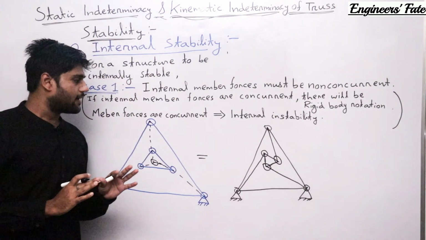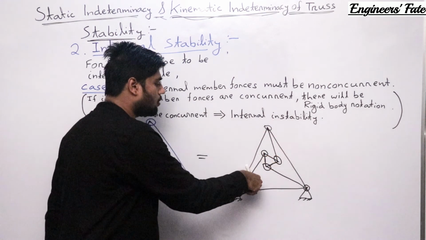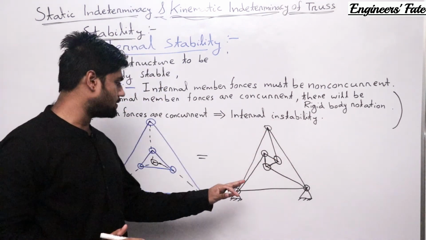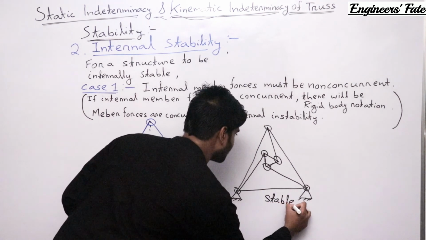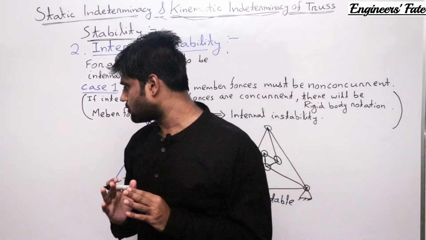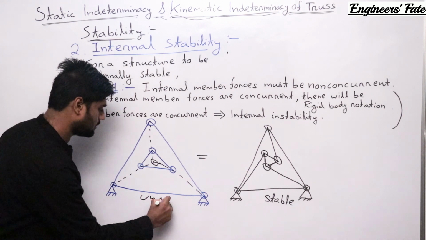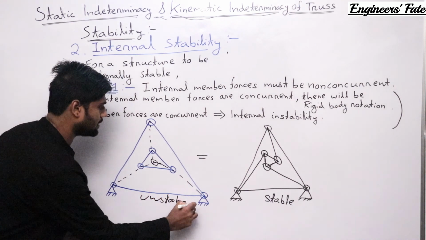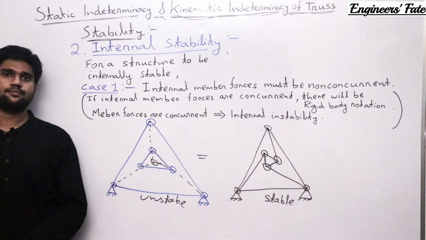So I hope you can get it. And now the member forces are not meeting at a common point. You can see, and this is a stable structure. So please note it down, and I hope you have understood this thing. So this is an unstable structure and this is a stable structure. So note down the first case.